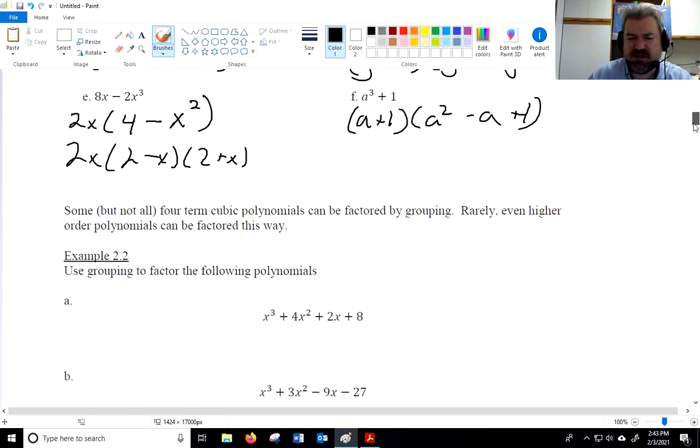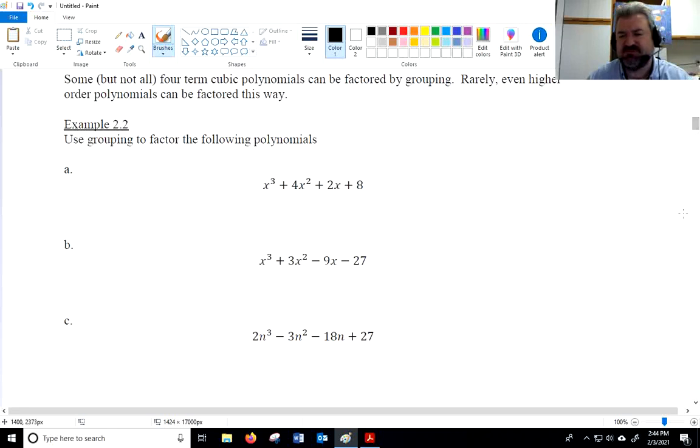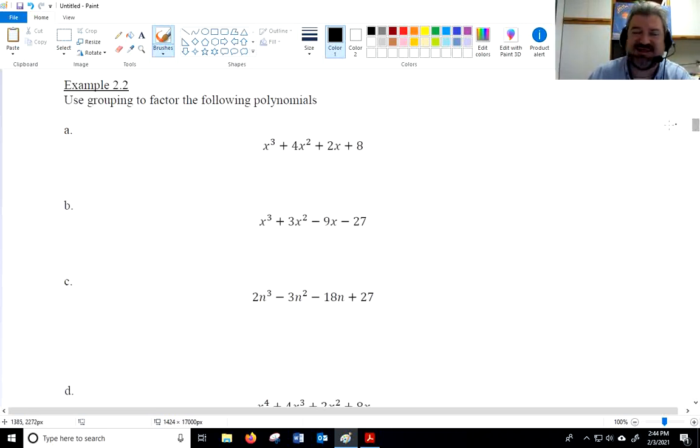All right, some but not all 4-term cubic polynomials can be factored by grouping. Rarely we'll see even some higher order ones can be factored that way, but not too often. But this is a common technique that you can do for some but not all 4-term polynomials. I've got x cubed plus 4x squared plus 2x plus 8, and we need to factor it. So what we do in factoring by grouping is we group the first two terms and the last two terms. So you just put parentheses there. That's the associative property that allows me to do that.